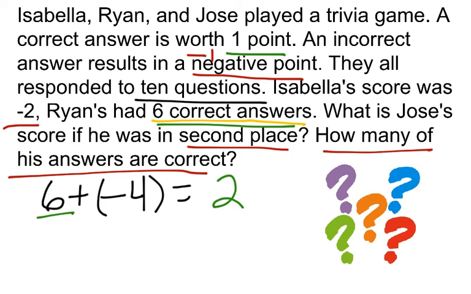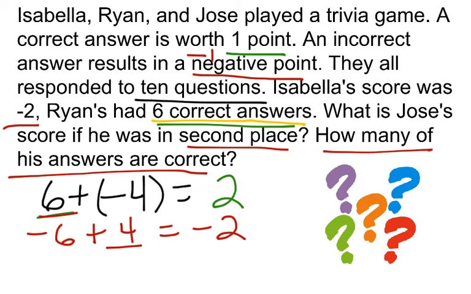So I know that Jose scored between -2 and 2. So somewhere in between there if he was in second place. How many of his answers are correct is also what we need to know. Well, I hope you're recognizing if Ryan had +2, Isabella had -2. If we looked at this problem critically, we'd know that -6 plus +4 is going to give me -2. So I know that Isabella got 4 correct answers, Ryan got 6.